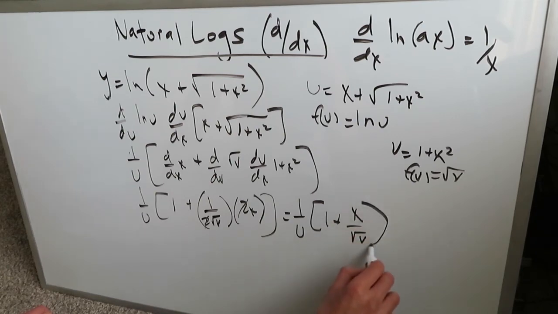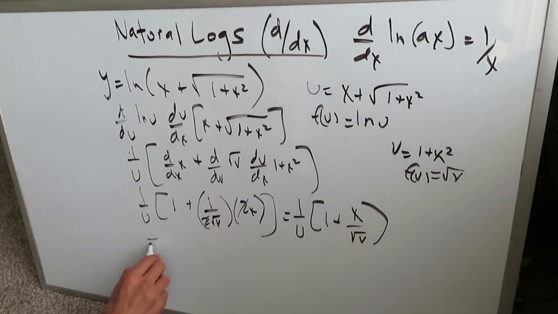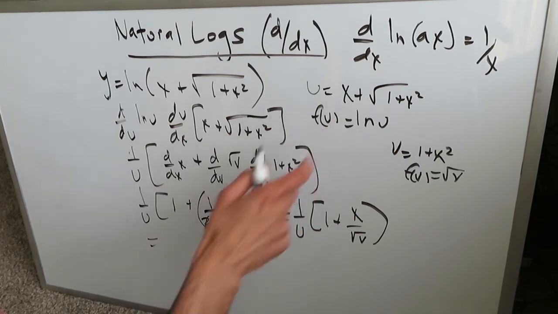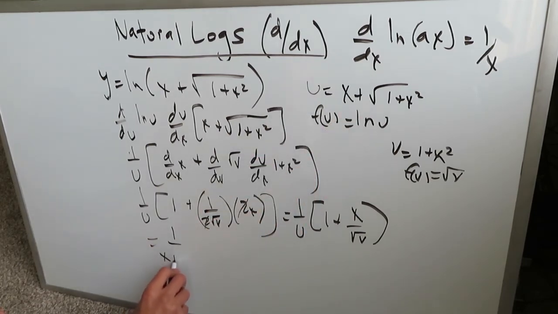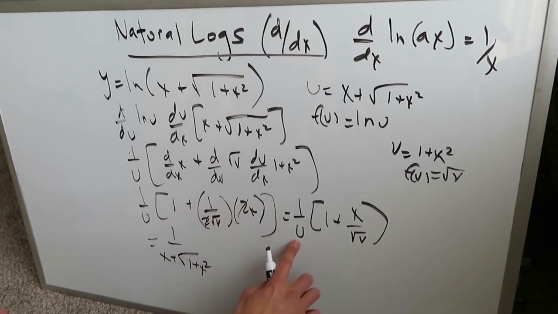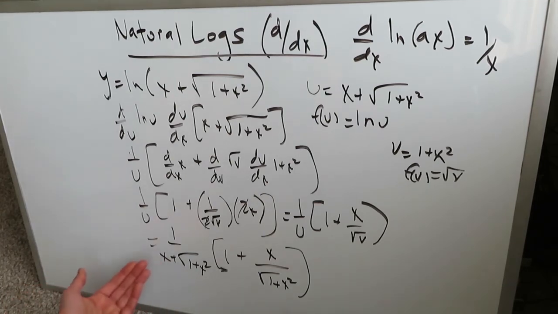In this next step over here, I'll just write it out in this substituted format and see what we get. 1 over x plus square root of 1 plus x squared, where I am resubstituting back for the u's and the v's, multiplied by 1 plus x over root v, which is square root of 1 plus x squared. This right here represents an answer, perhaps not a final answer because you still have to do the algebra part and come up with a final simplified answer.